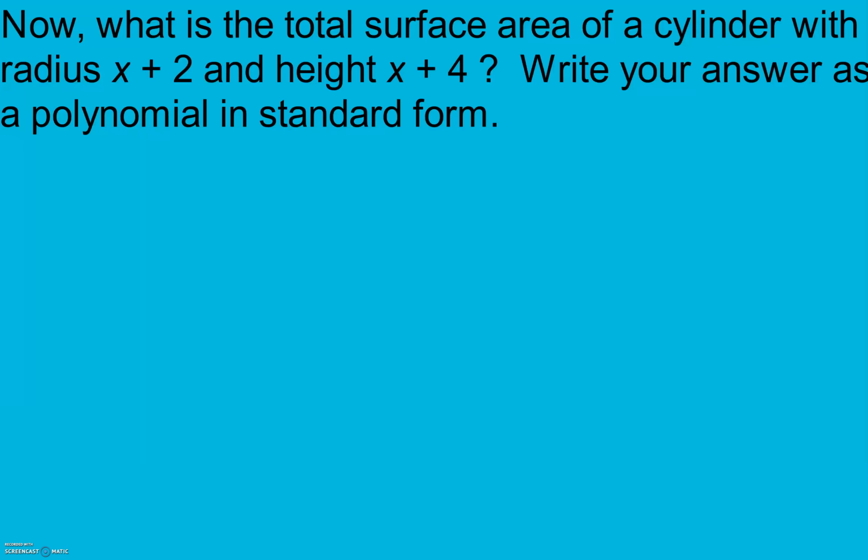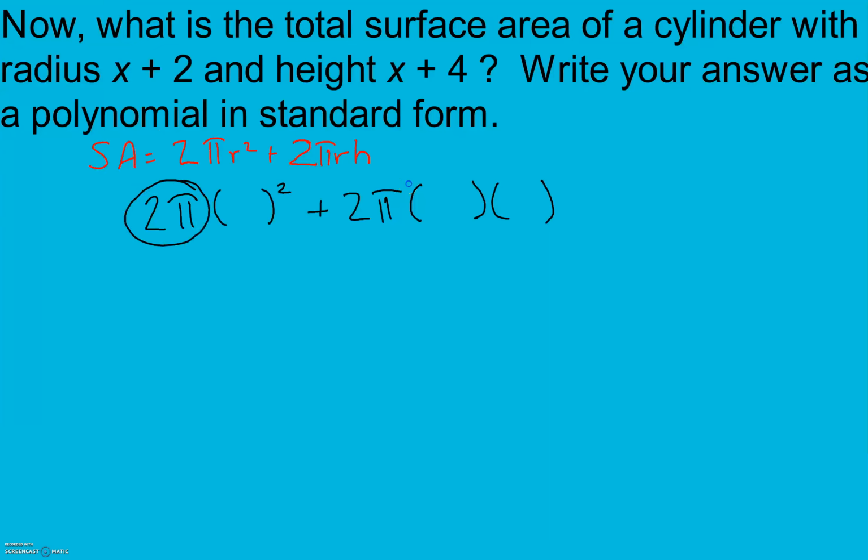So again, here we're going to find the total surface area of a cylinder with a radius of x plus 2 and a height of x plus 4, and then write it in standard form. So surface area is 2 of our circles, so 2 pi r squared, plus our rectangle, our circumference, 2 pi r, times our height. So here's our formula. We're going to keep our 2 pi, we're going to fill in our radius and square it. We're going to keep our 2 pi, we're going to fill in our radius and fill in our height. So notice here that we have a 2 pi here and here. I can factor those out for now and just worry about what's left.